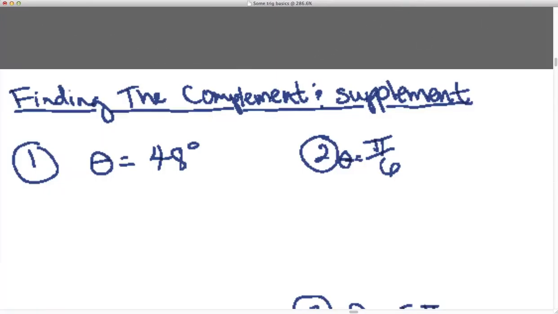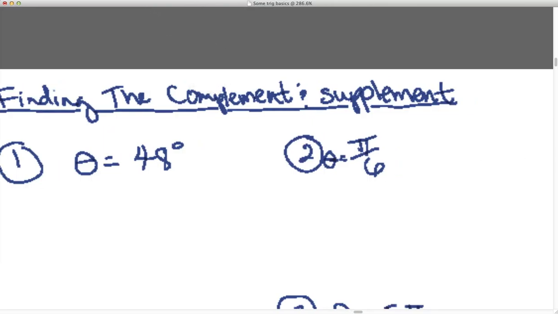Today we're going to be looking at some more trig basics, finding the complement and the supplement. Okay, so refreshing your memory, complement means what angle do I need to add to my existing angle to get 90 degrees. Theta is what you're given and this is your unknown angle. And then supplement would be the same concept, but 180 degrees.